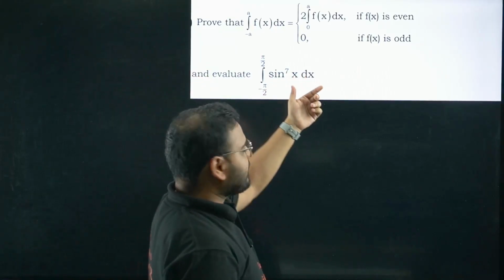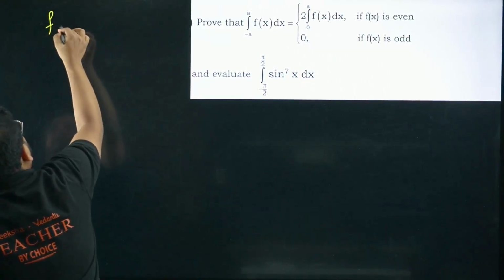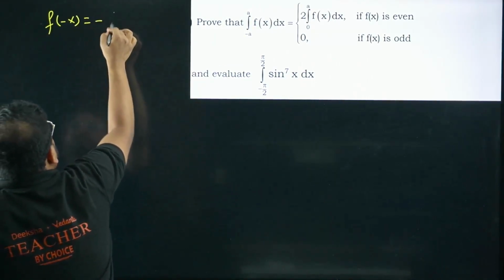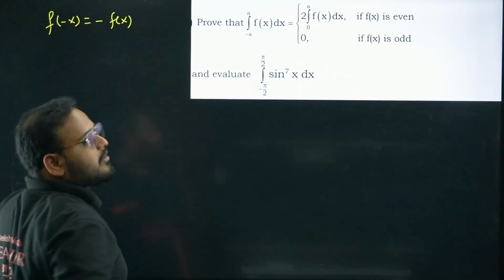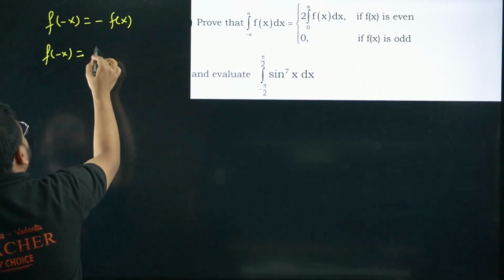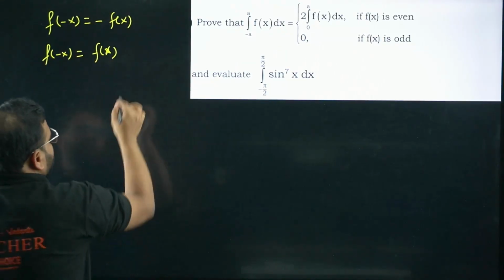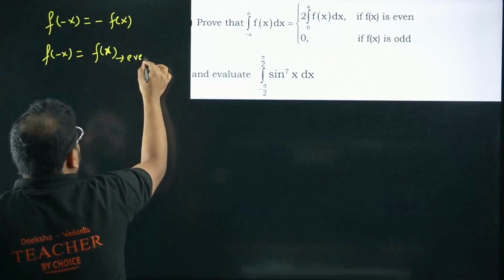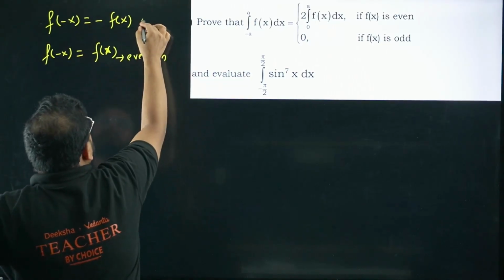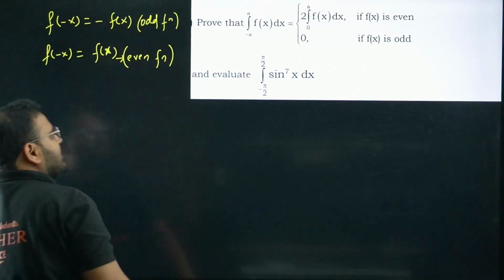Okay, for odd and even functions. We know the definition of odd and even functions. If I have f of minus x as simply minus f of x, it is an odd function. And if I have f of minus x as simply f of x, it is an even function. Just wanted to let you know before I started the question.